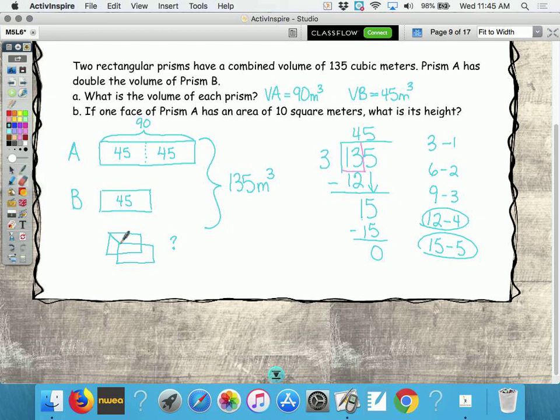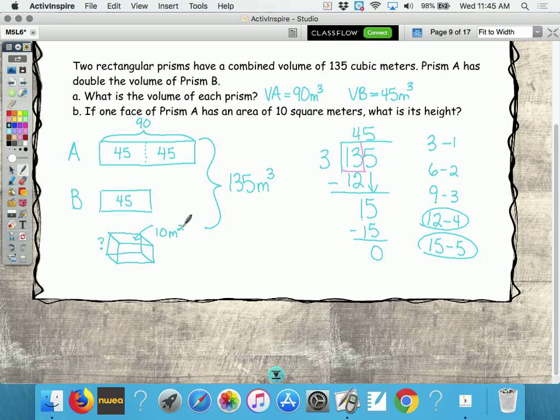Then connect, and you've got a fish tank, doesn't it? Okay, so I don't know the height, but I know that the face right here is 10 square meters.